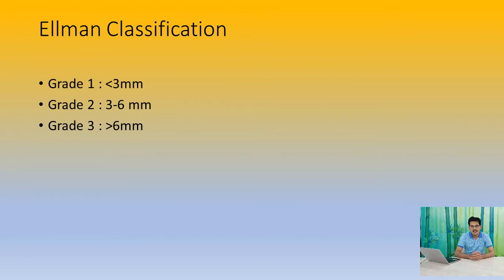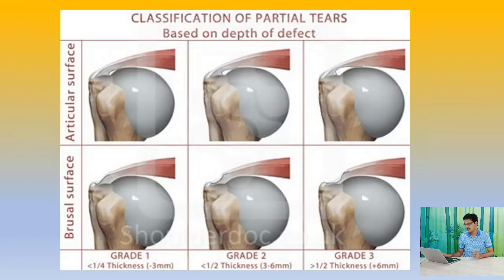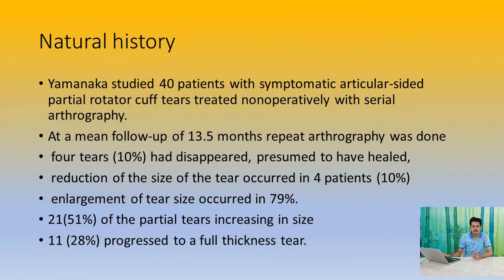Now, Ellman classifies partial rotator cuff tears into grade 1, 2 and 3. Grade 1 is less than 3 millimeters, grade 2 is 3 to 6 millimeters, and grade 3 is more than 6 millimeters. Now, this is a slide from Shoulder Doc in which they show articular sided tears grade 1, grade 2 and grade 3, and bursal side also grade 1, grade 2 and grade 3. Grade 1 is less than 1/4 thickness, that is less than 3 millimeters. Grade 2 is less than half of the thickness, that is 3 to 6 millimeters, and grade 3 is more than half of thickness, that is more than 6 millimeters of thickness.